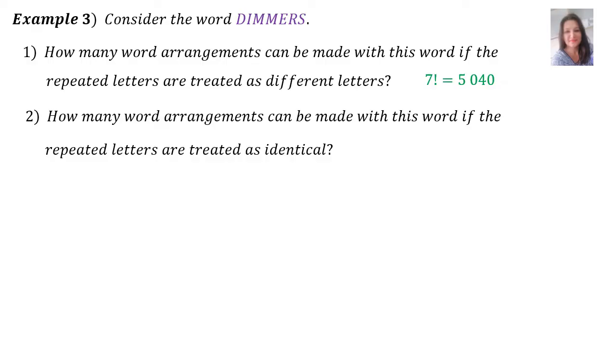Question 2. How many word arrangements can be made with this word if the repeated letters are treated as identical? So now it's your little formula. Therefore, do you agree? It's 7 factorial divided by 2 factorial. Where does the 2 factorial come from? That is the 2 m's that repeat.